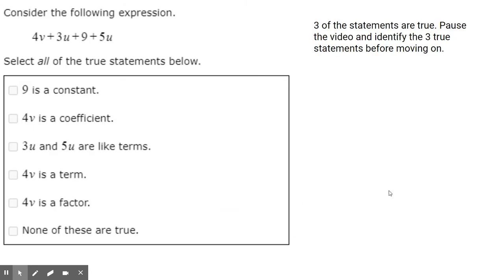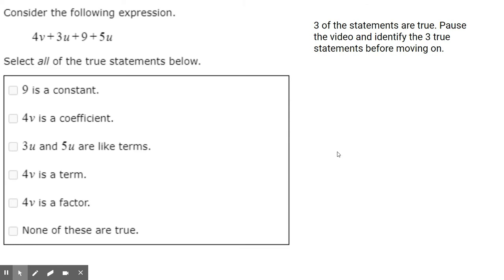Okay, here's a little practice. Pause the video. 3 of these statements are true. It's going to be on the quiz today. I'm going to give you a couple of these to practice. 3 of these statements are true. Pause, identify the 3 that are true. Okay, here's your answer. Go ahead and hit play.